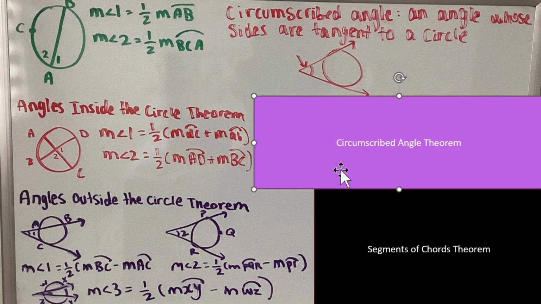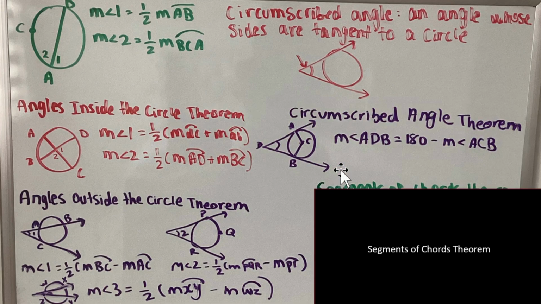So now we're going to do the circumscribed angle theorem. The circumscribed angle theorem is that angle ADB, you see this little angle right here, is equal to 180 minus arc ACB. So if you have this, then you don't need to do the other; you do 180 minus this. Okay, that is the circumscribed angle theorem.